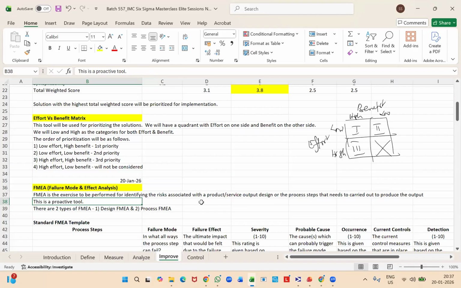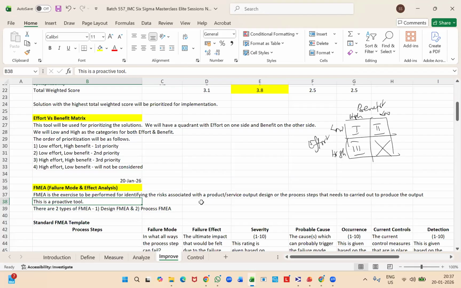But if I have not worked on this exercise so far for your process, it's always advisable to perform this exercise first, at least for the milestone process steps, so that you would proactively be able to identify the risks associated with the various process steps and be in a position to implement some preventive action, which is what we would call the control measure, right?